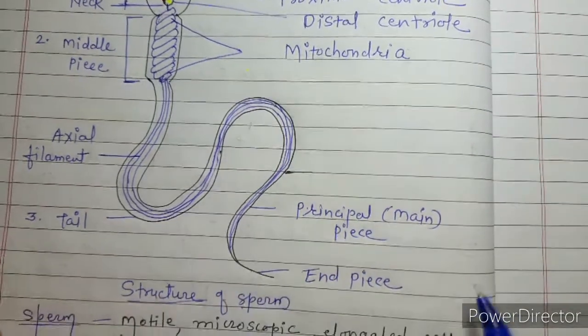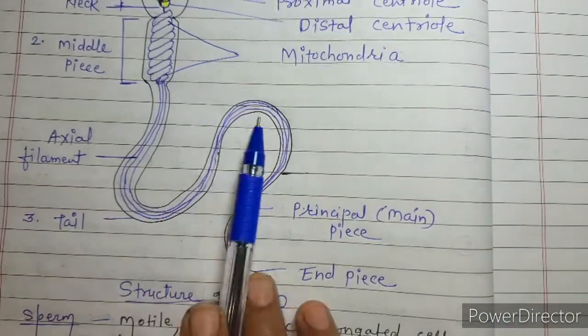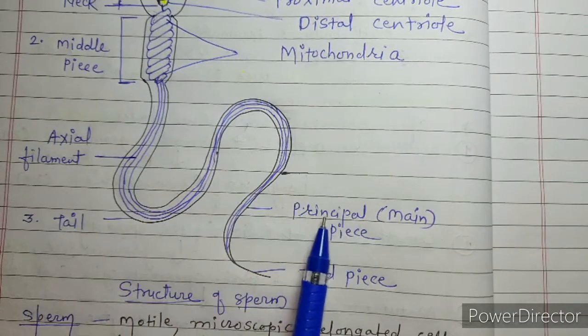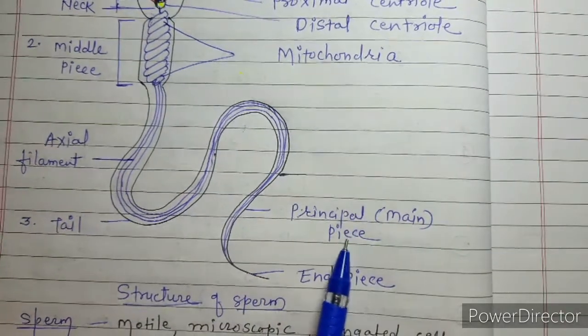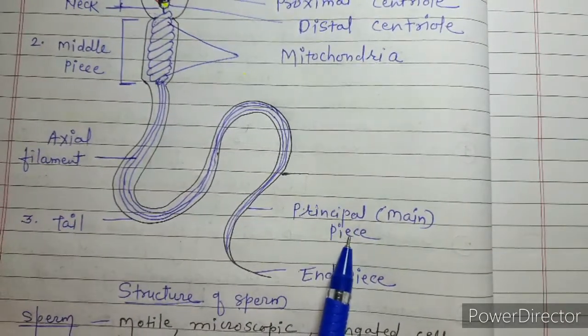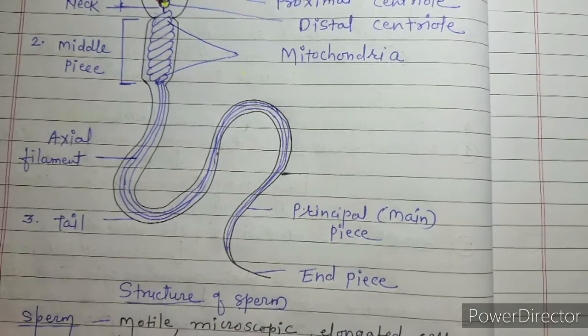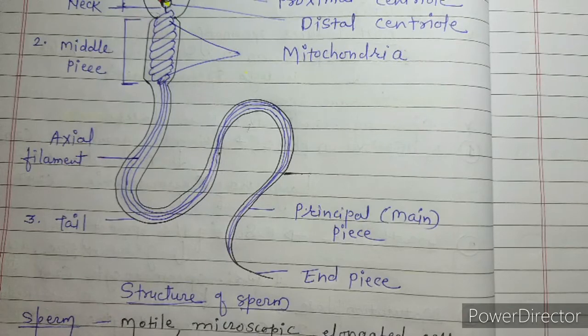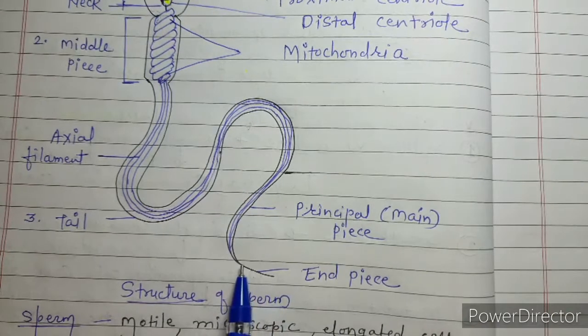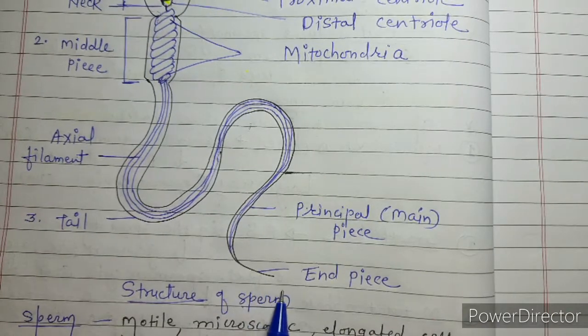But see here, the plasma membrane is present only around the principal piece or main piece of the tail, and here, see here, this is the end piece. So actually the end piece is without plasma membrane. So there is no plasma membrane around the end piece.